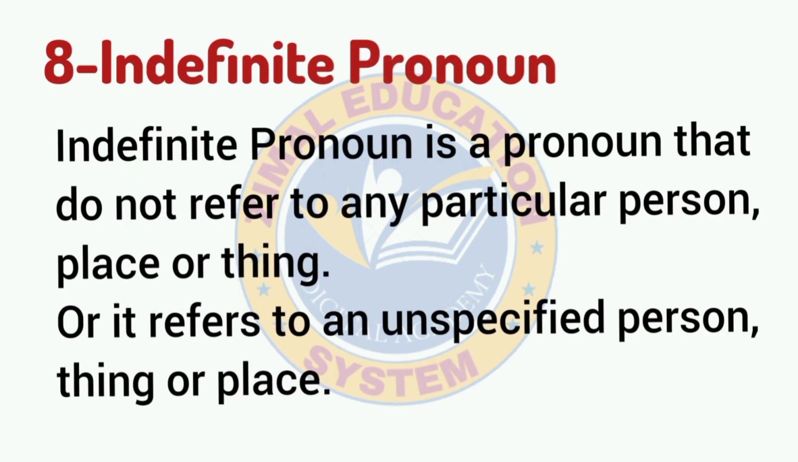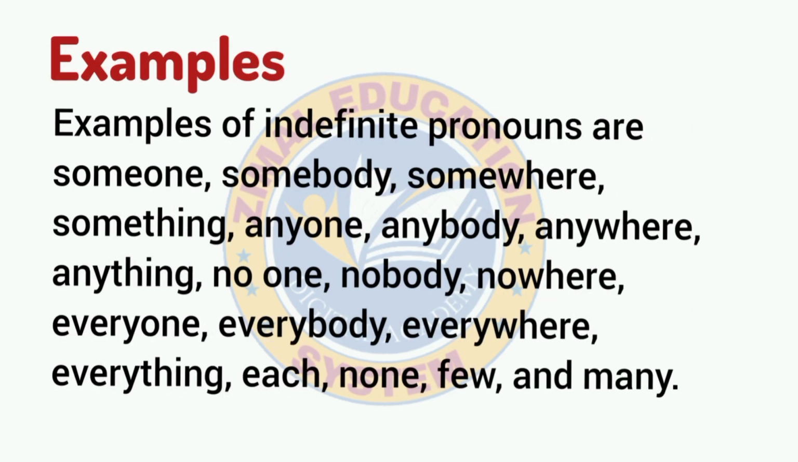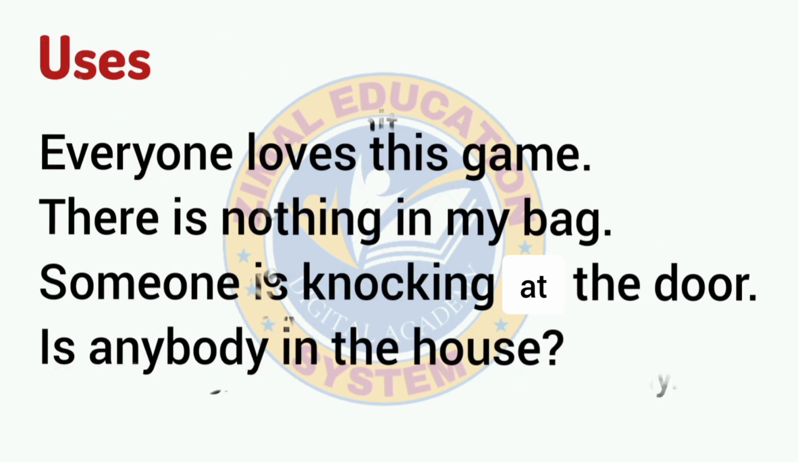Number 8. Indefinite pronoun. An indefinite pronoun is a pronoun that does not refer to any particular person, place or thing. Or, it refers to an unspecified person, thing or place. Examples of indefinite pronoun are someone, somebody, somewhere, something, anyone, anybody, anywhere, anything, no one, nobody, nowhere, everyone, everybody, everywhere, everything, each, none, few, and many.